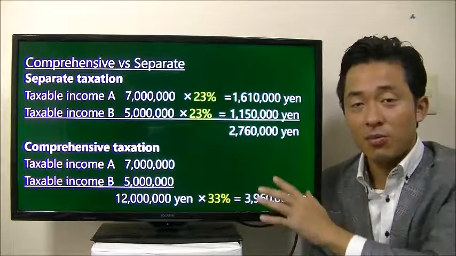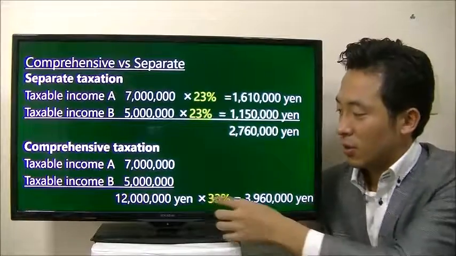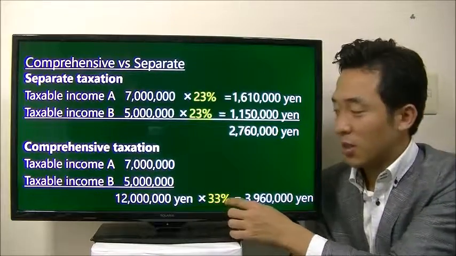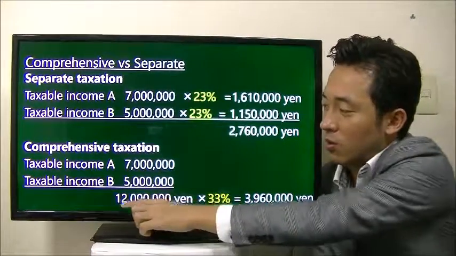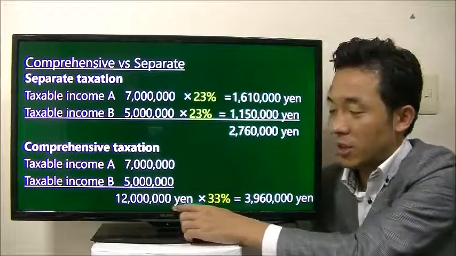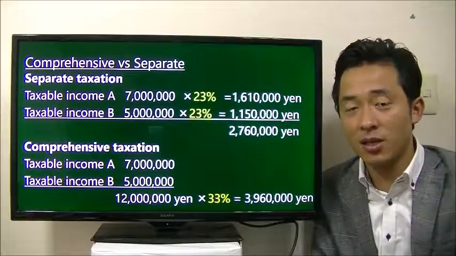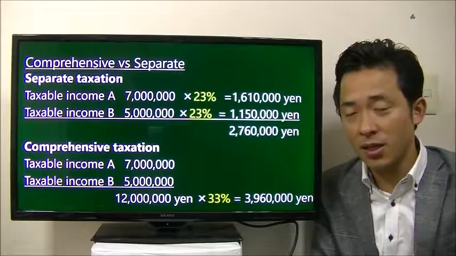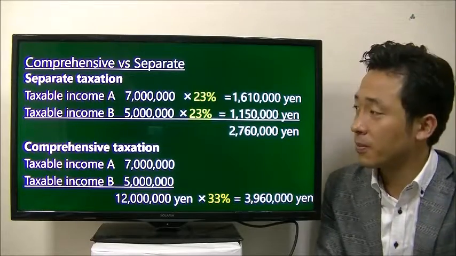As I said in the previous slide, it's not like 33% will be applied to the whole 12 million Japanese yen, but I just want to make the calculation easy.